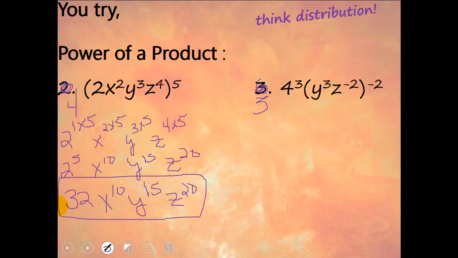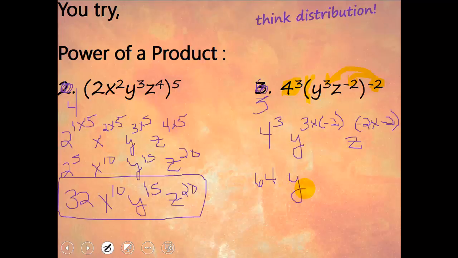Okay. The crucial factor on problem number 5 here is that this 4 cubed is outside the parentheses, so it does not get this -2. This only goes to what's on the inside of the parentheses. So we keep our 4 cubed, 4 to the 3rd, y to the 3 times -2, z to the -2 times -2. Okay, so we get 64 y to the -6, z to the +4.